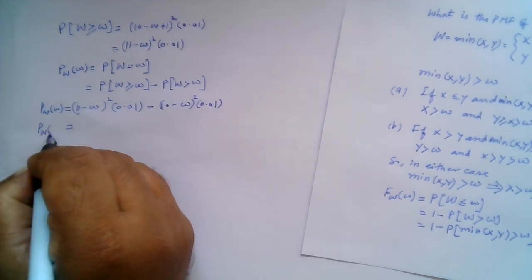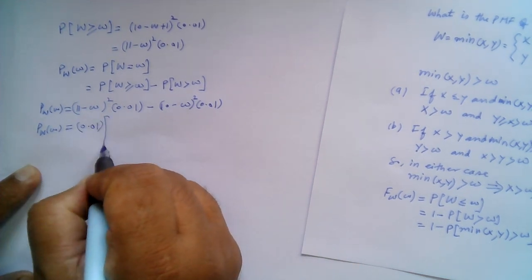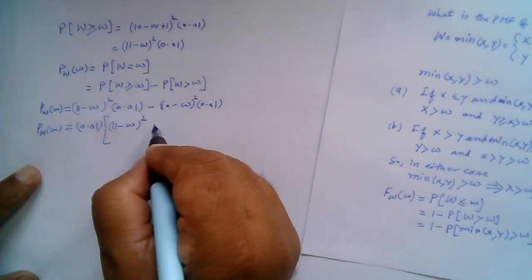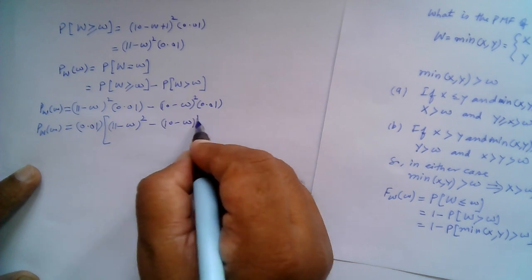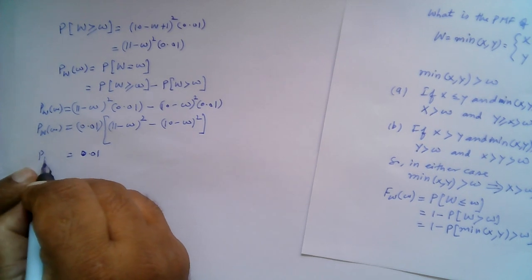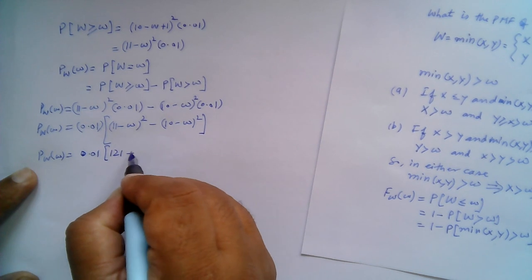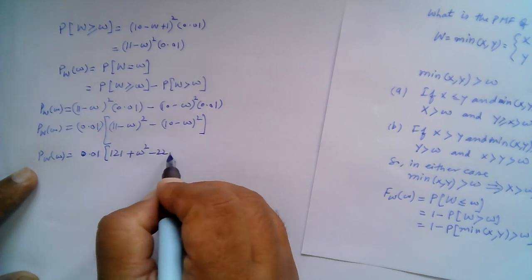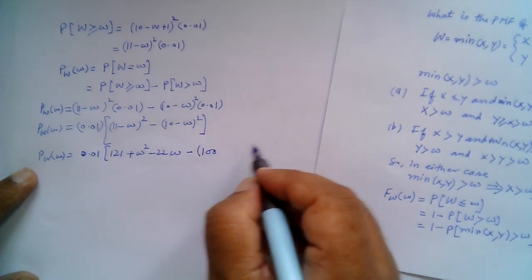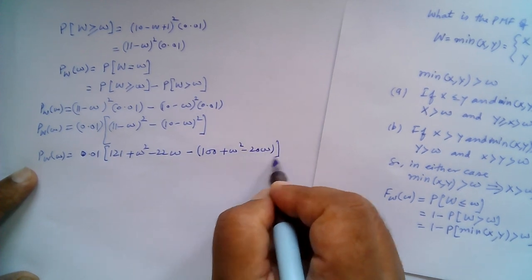So 0.01 can be taken as common, right? So we are left with (11 minus w) squared minus (10 minus w) squared. So this is 0.01, simple arithmetic now. So this is 121 plus w squared minus 22w, right, and minus 100 plus w squared minus 20w.